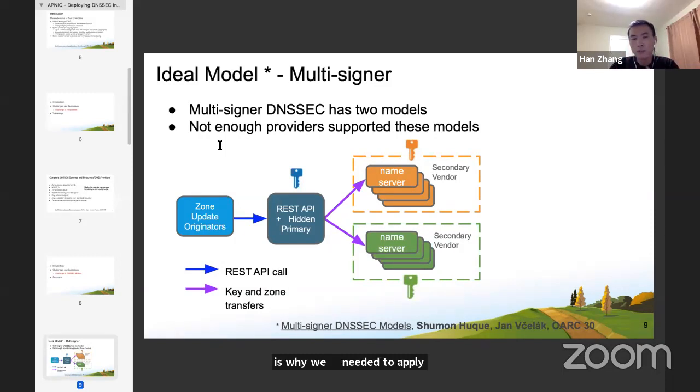So the reason is, at Salesforce, we have many zones, and they have different features and characteristics, like the zone sizes, how dynamic the zones are, the key management policies, and how critical these zones are to our business. So we categorized our zones into two groups, and then we applied two DNSSEC models on these two different groups.